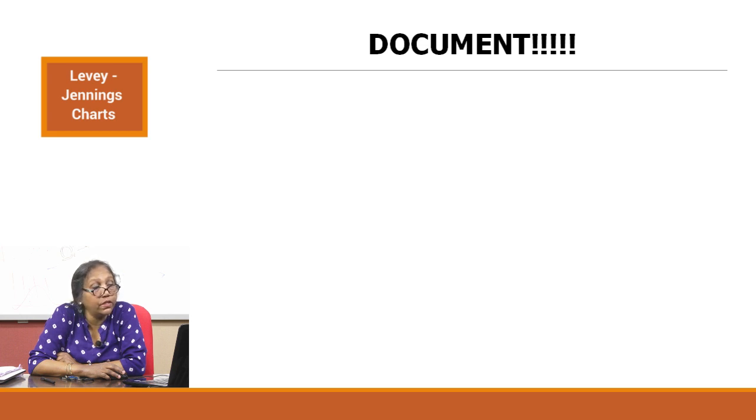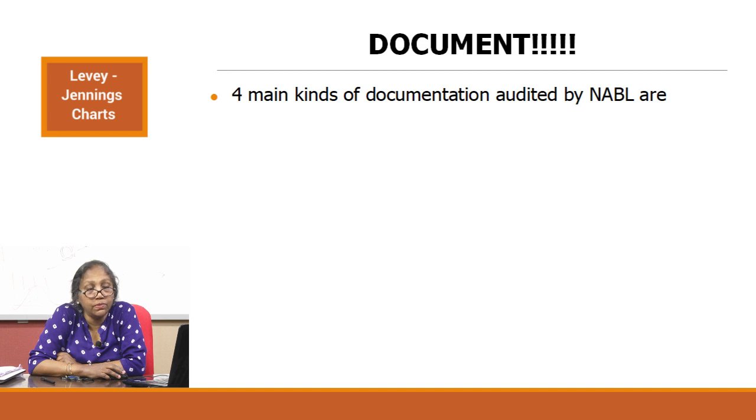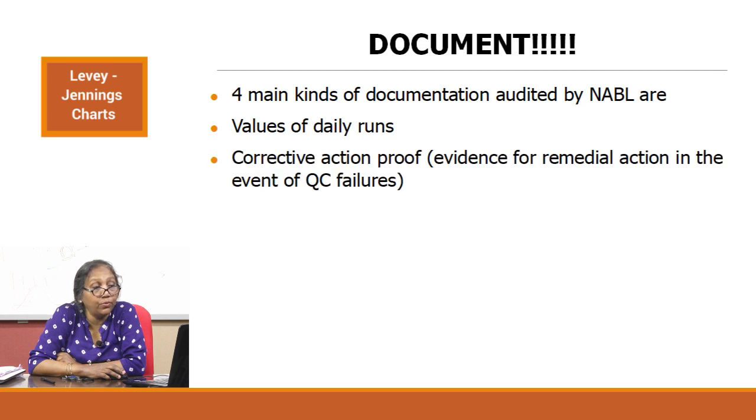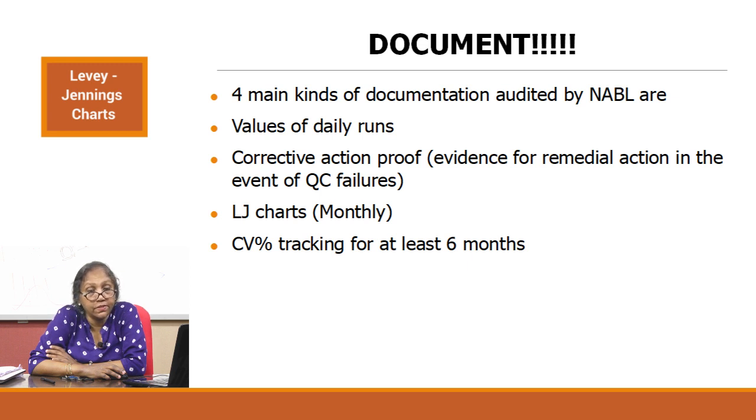Another important thing is documentation. Documentation of QCs is extremely important. If you're looking for NABL accreditation, there are four kinds of documentation that NABL is looking for. Values of daily runs, very important. Corrective action proof, evidence of remedial action in the event of QC failures, is very important. NABL will look for corrective actions. If there is any violation, the proof of corrective action has to be provided. So there you have to again make a habit of doing this. LJ charts on a monthly basis will be examined. And CV tracking for at least 6 months is also an important thing that NABL does. We'll talk about these in our subsequent videos. You can also look at the QC module uploaded on the website to understand more about the documentation requirements for quality controls.